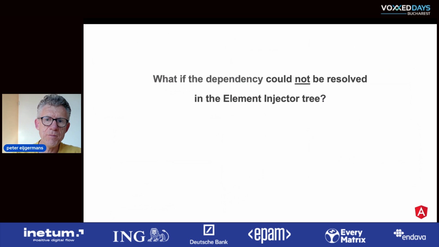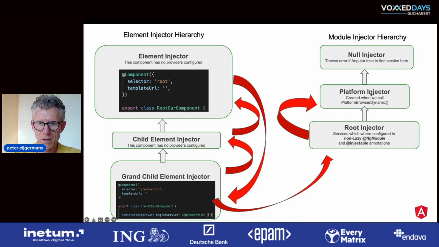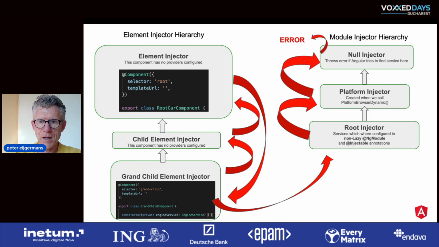But what if the dependency could not be resolved in an element injector tree? Then we step over to the module injector hierarchy. I start here looking for my service, or if I can resolve it here, my dependency. If not, I go up and up, and if I don't find anything, I get an error. This is how dependency resolution works.